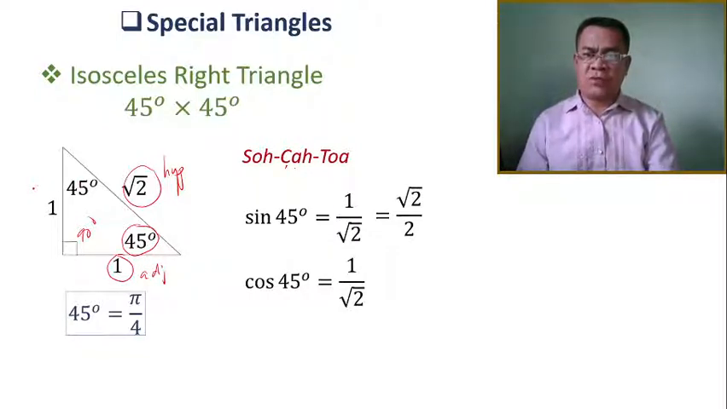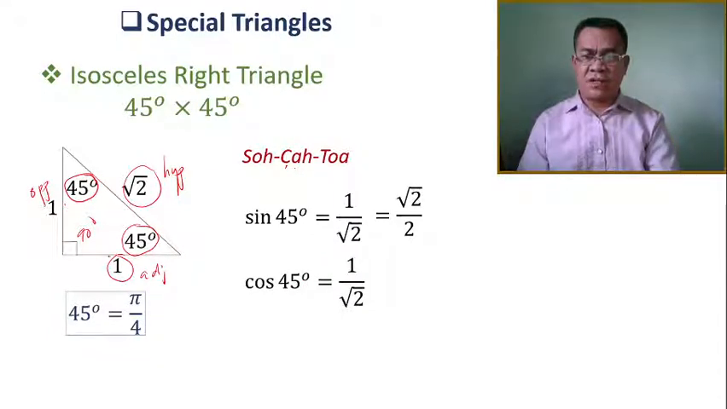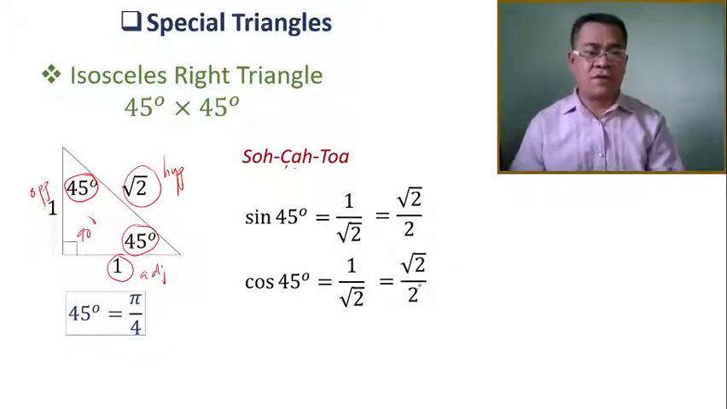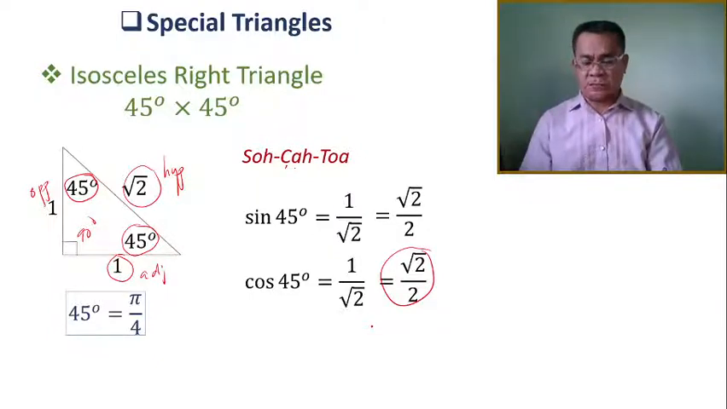Then opposite to that is the opposite side. Now, if you choose this angle to be your angle, then this side is considered the opposite, while this one is the adjacent. But the hypotenuse is always the same. So for the cosine, we have adjacent over hypotenuse, which is 1 over square root of 2. Then rationalizing, we have square root of 2 over 2. This is the exact value for the cosine of 45 degrees.